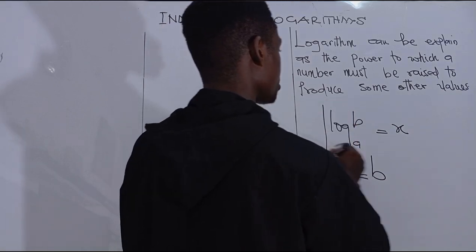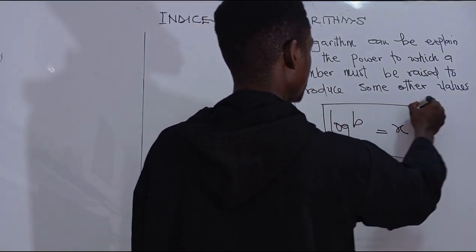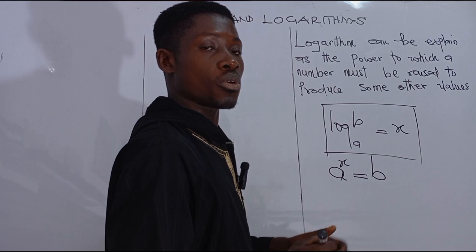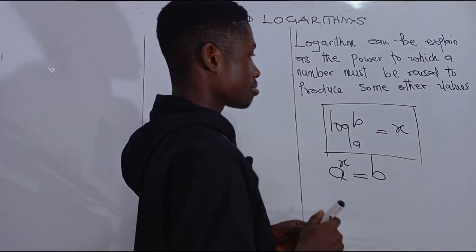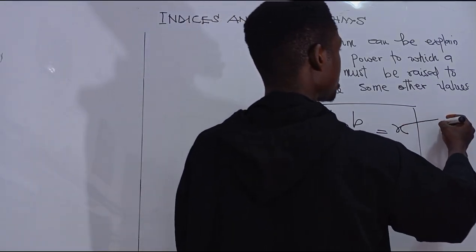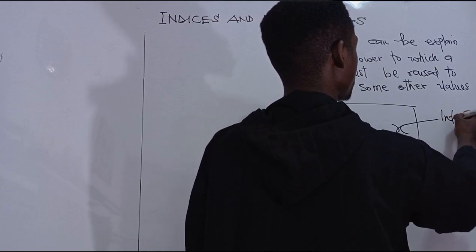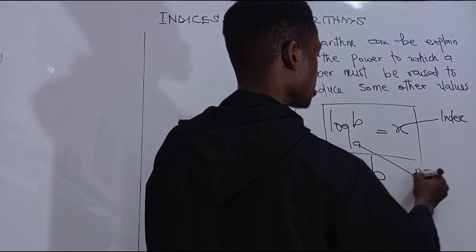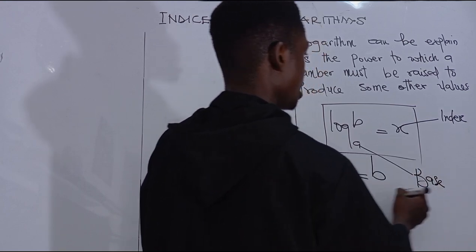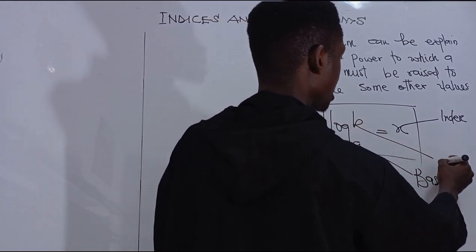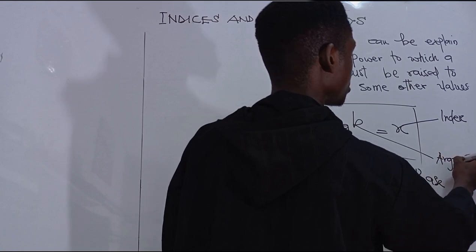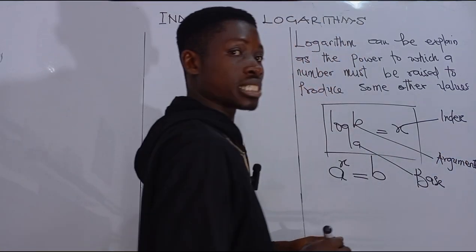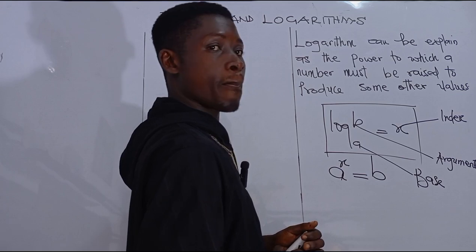So this becomes the general form for logarithms. The x becomes the index or the exponent, the a becomes the base, and then b becomes the argument, which is what? A positive number.